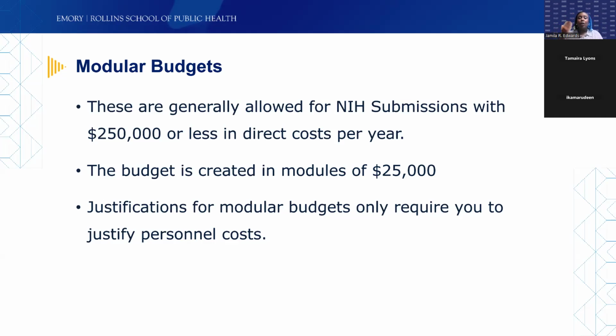The only thing that you have to include in the justification for modular budgets are personnel costs. And when you think about it, it makes sense, because if you think about how much personnel costs on most awards annually, you're going to get pretty close to at least half of that $250,000. I rarely have seen it be much less than 125 or so. So that's the reason why for these smaller direct cost budgets, they just allow you to justify the personnel costs and request in those modules.